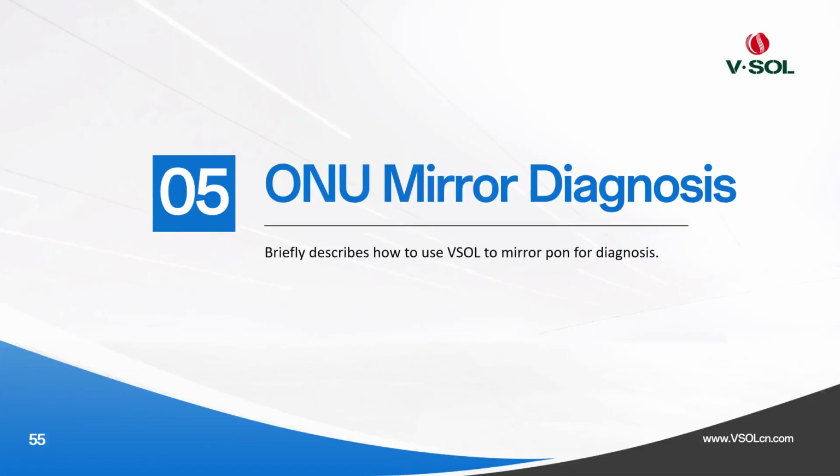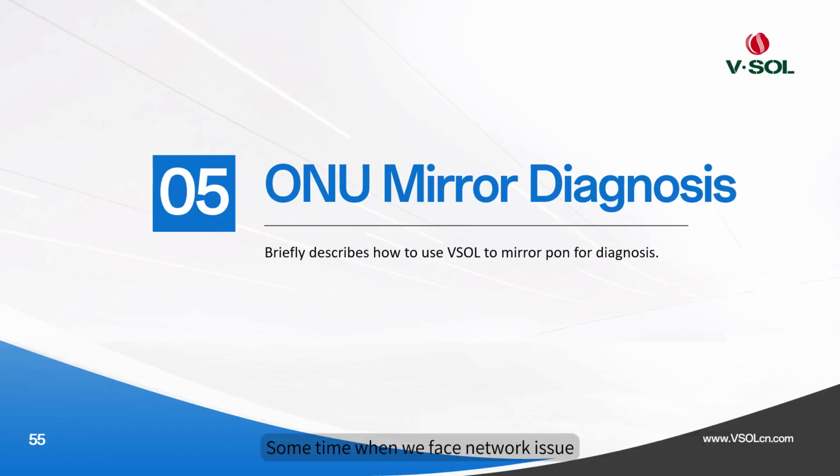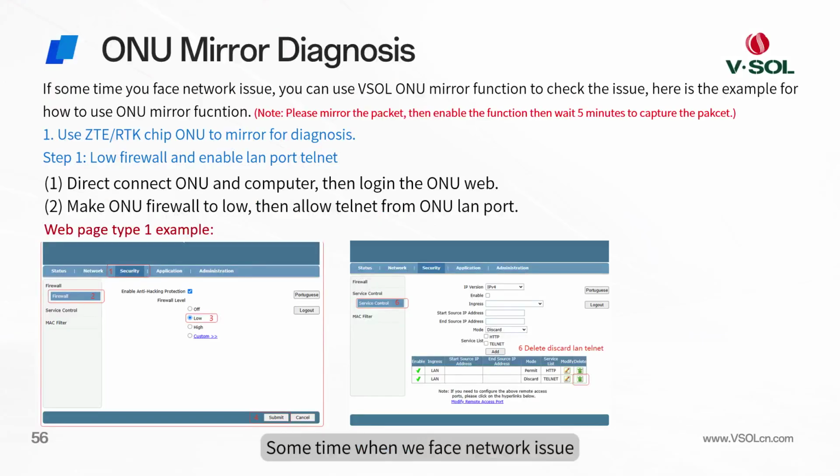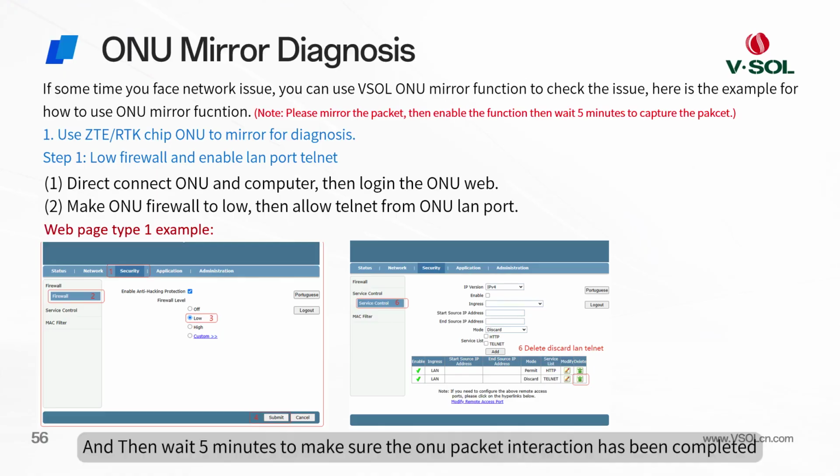VSOL ONU also supports using the mirror function to capture packets for diagnosis. Sometimes when we face a network issue and all config looks normal, we can use the mirror function to check the issue. Please note that you need to configure the mirror first, then capture the packets, and then wait 5 minutes to make sure the ONU packet interaction has been completed.